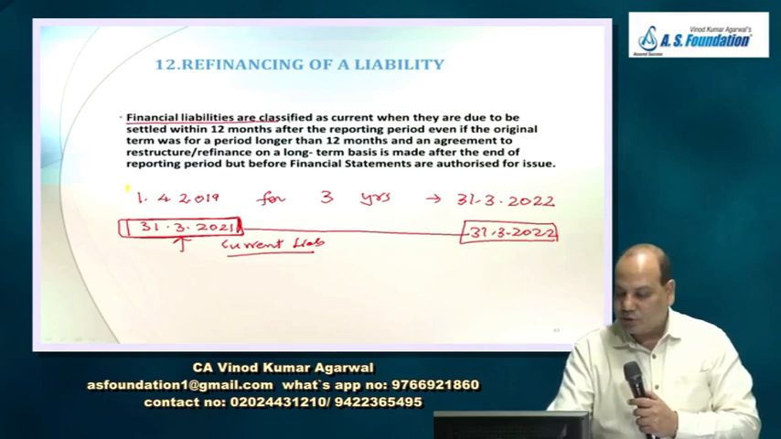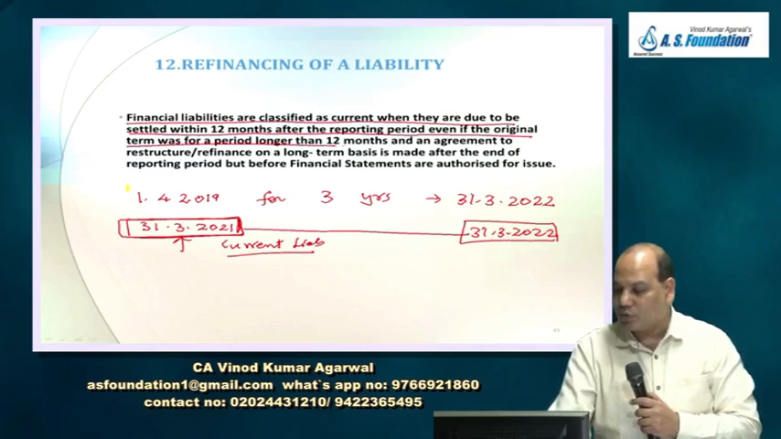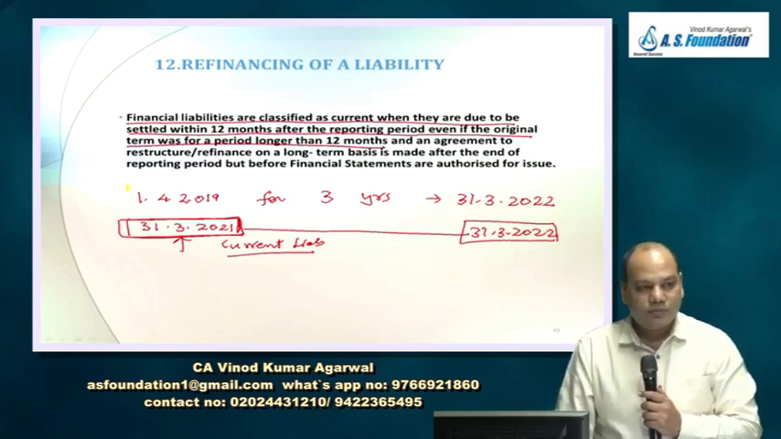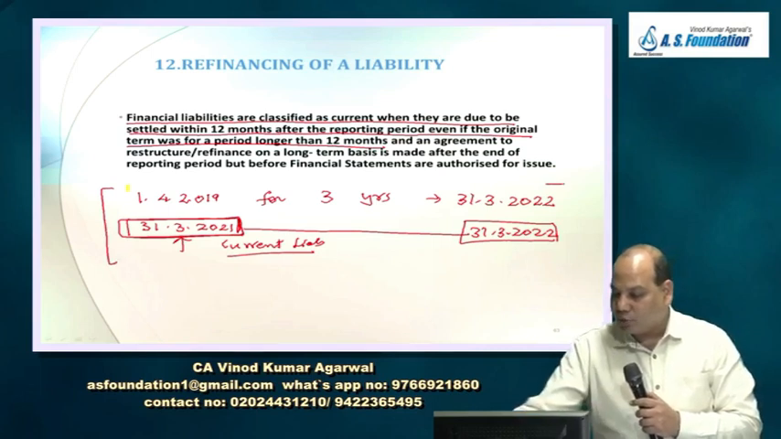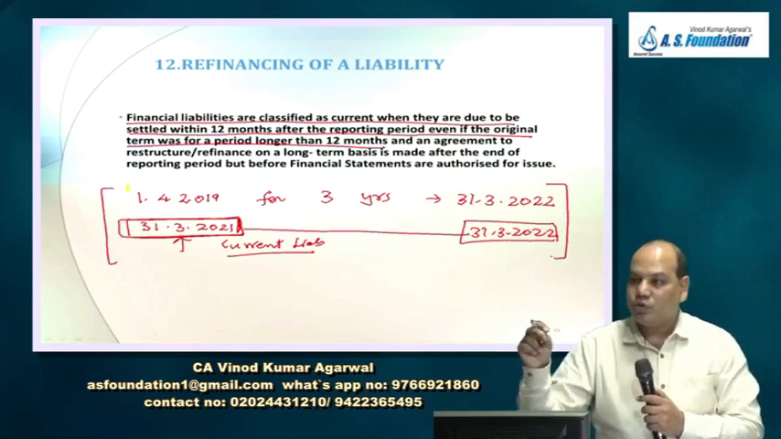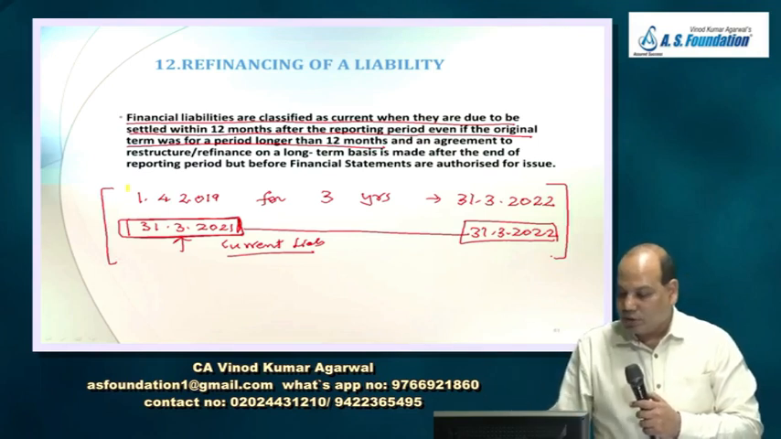So the meaning of this line is financial liabilities are treated as current when they are due to be settled within 12 months after the reporting period, even if the original term was for more than 12 months. So be careful while you present your answer. That portion of long-term liability which is due to be settled within 12 months from the reporting date is current.